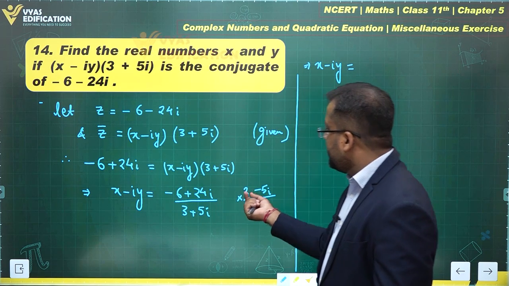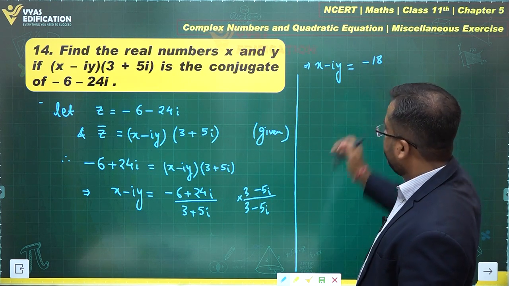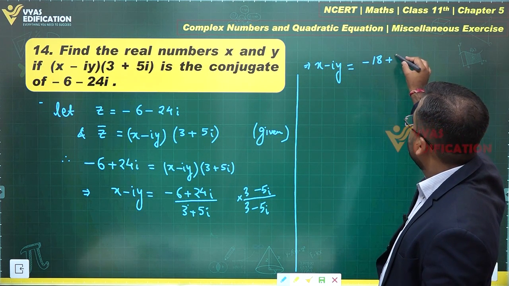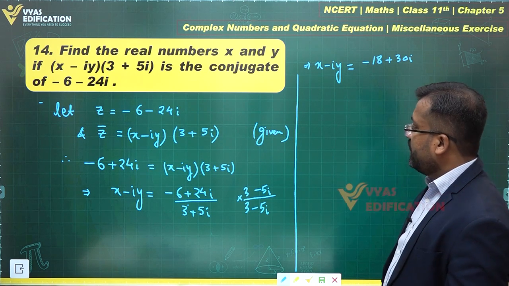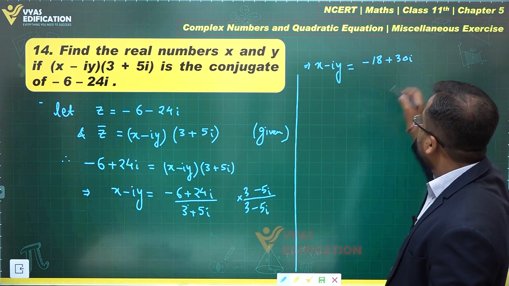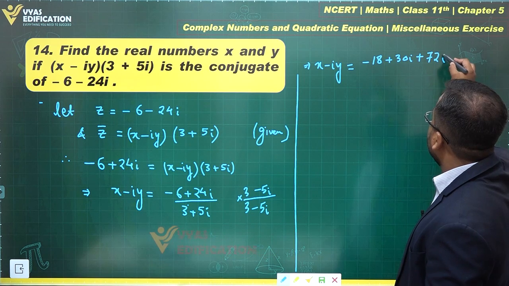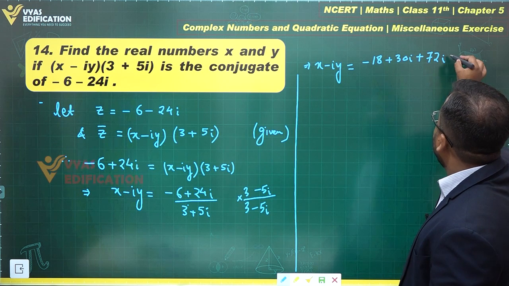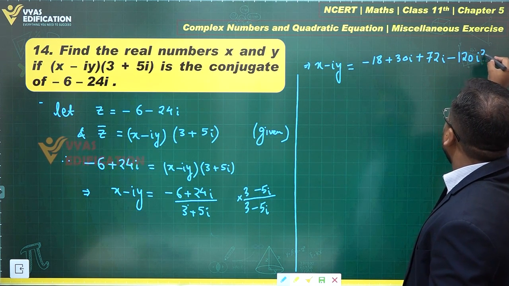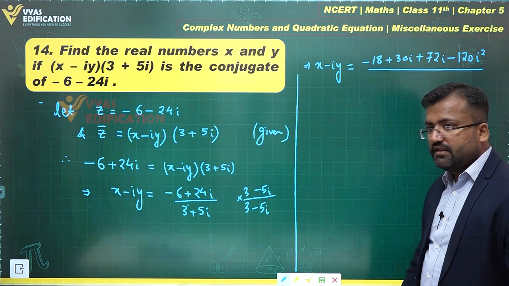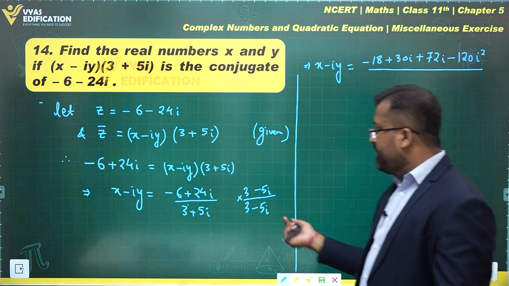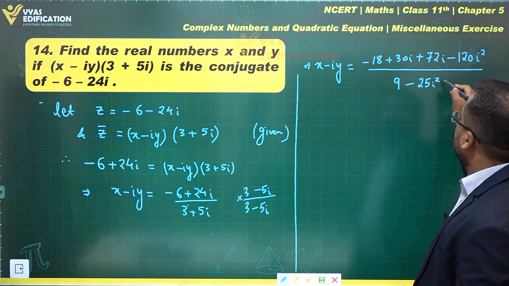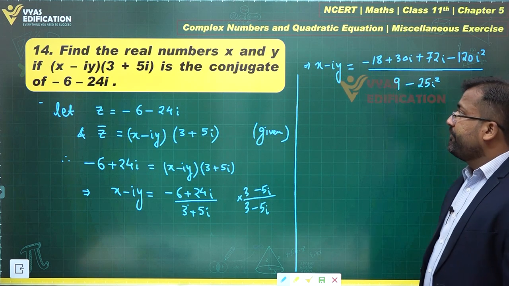Minus 6 gets multiplied by 3, which gives me minus 18. Minus 6 gets multiplied with minus 5i, which gives me plus 30i. 24i gets multiplied with 3, which gives me 72i. And 24i gets multiplied with minus 5i, which gives me minus 120i square. And what about the denominator? In the denominator, you have (a plus b)(a minus b), which will be a square minus b square, which is 25i whole square.